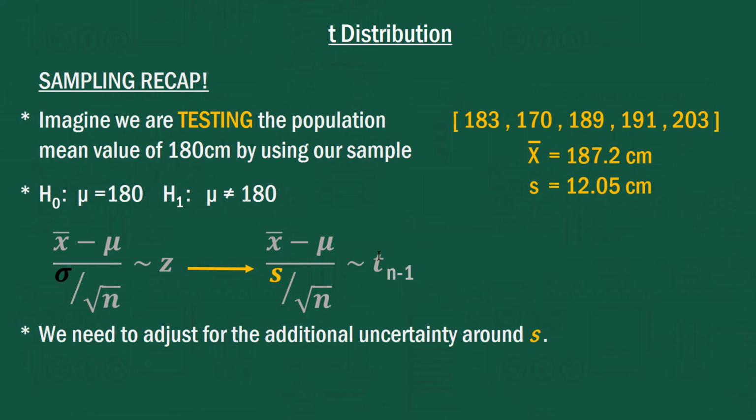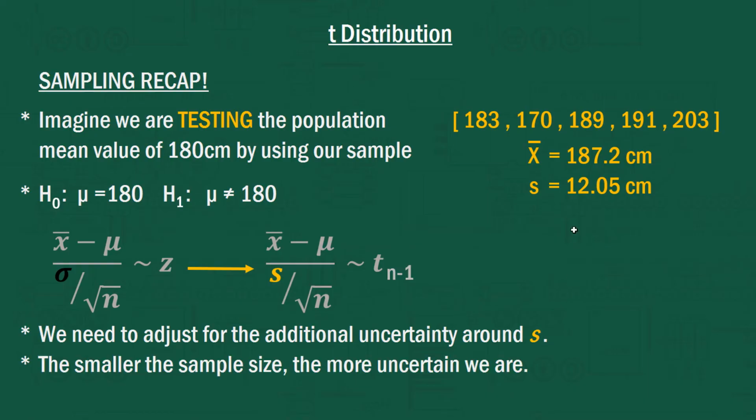So to summarize, the t-distribution is required because we need to adjust for the additional uncertainty around S, the standard deviation from the sample. And the second point to note is that the smaller the sample size, the more uncertain we get about this estimation. So the more different this t-distribution will need to be from the z-distribution. And we'll see how that operates in the next section.